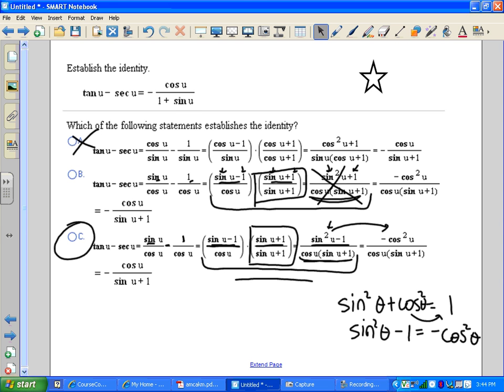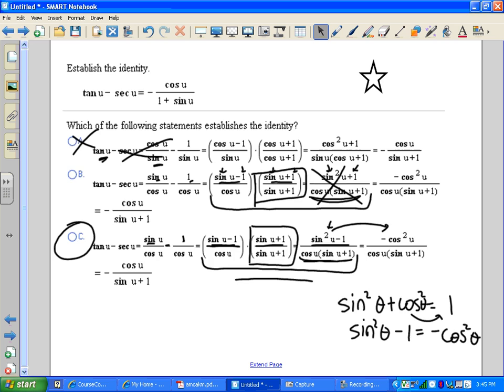I noticed something too here, just glancing at it. A had an incorrect first step. Let's see if you can tell what happened here. They're saying tangent is cosine over sine. That's not true there. So that's another reason why the first step really didn't work, if that last part threw you off.